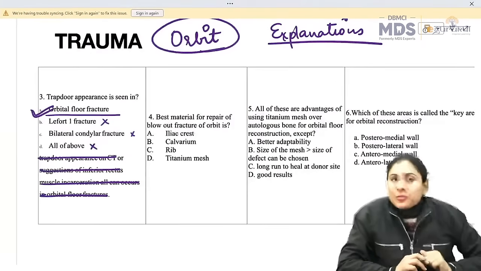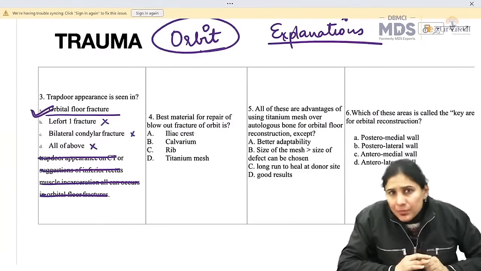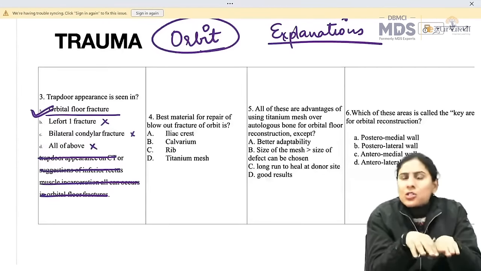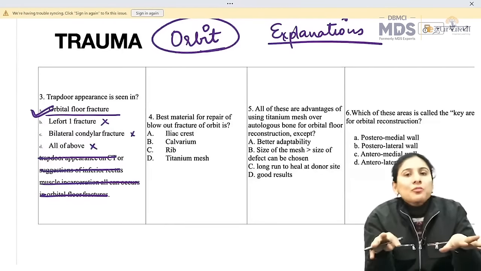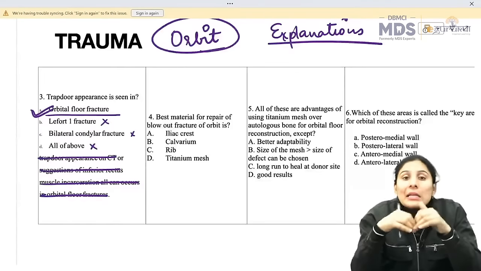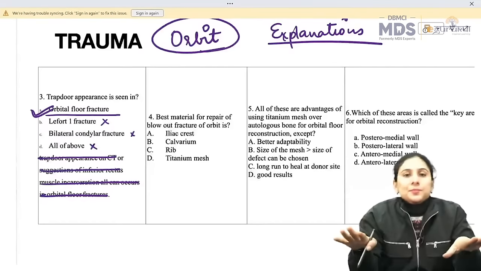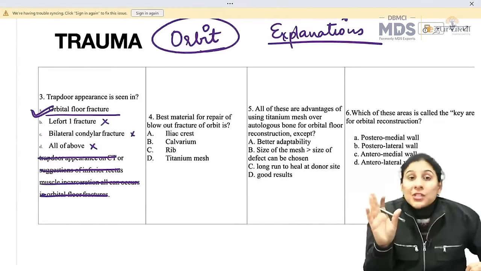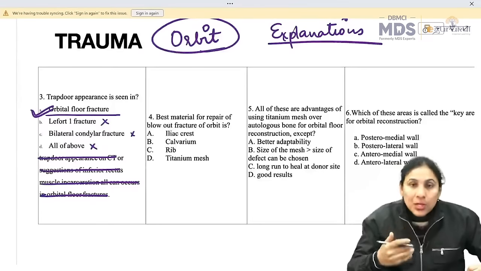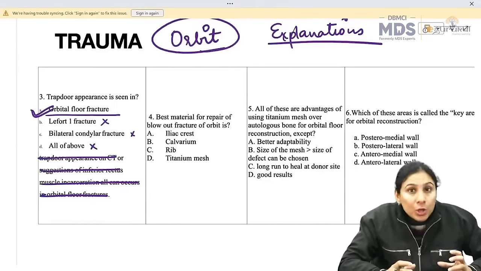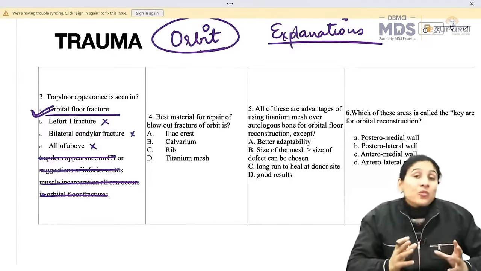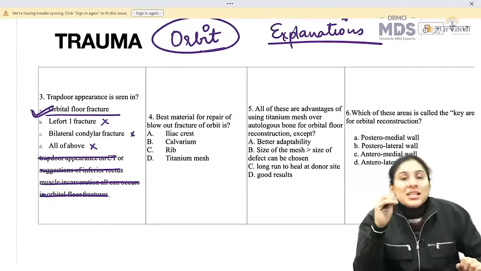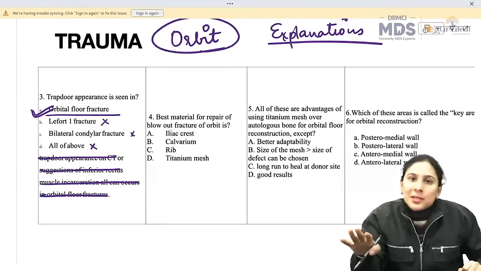Now, how do you treat an orbital floor fracture? Suppose there is a trapdoor fracture. What will you do? If the trapdoor fracture has only caused soft tissue entrapment, all you have to do is take the patient under GA and release the soft tissues. That's it. No other treatment is required. Only if it is a trapdoor fracture not causing any hypoglobus, any increase in orbital volume, any loss of orbital fat. If nothing else is happening, only entrapment, just release the entrapped muscle.